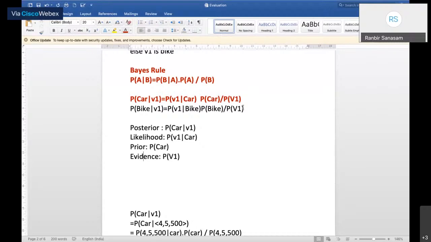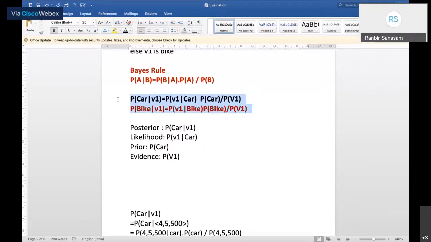In the same manner, you have to do this for bike as well. What is the probability of getting bike given the vehicle? Same likelihood, prior and evidence. Then which of these two probabilities is larger? If the probability for car is larger than for bike, then V1 is car. So this is what we are going to do in the Bayesian classifier.